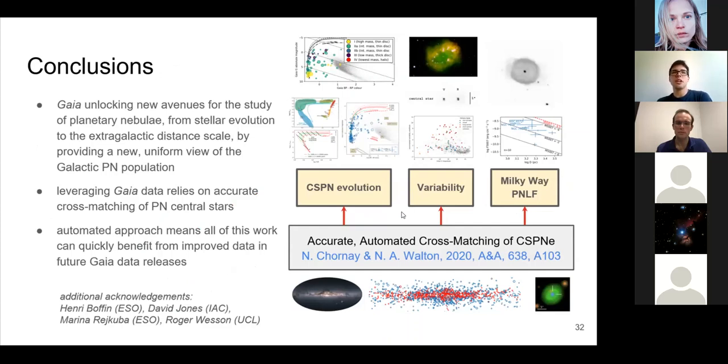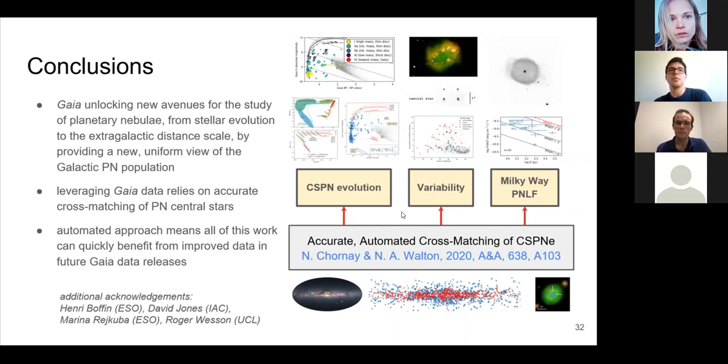All of this work relies on being able to accurately cross-match the PN central stars in Gaia, which is what we did in our first paper. And the great thing about Gaia is that in the future, as the data gets better, this automated approach will mean that we can quickly adapt and benefit from data in future Gaia data releases.